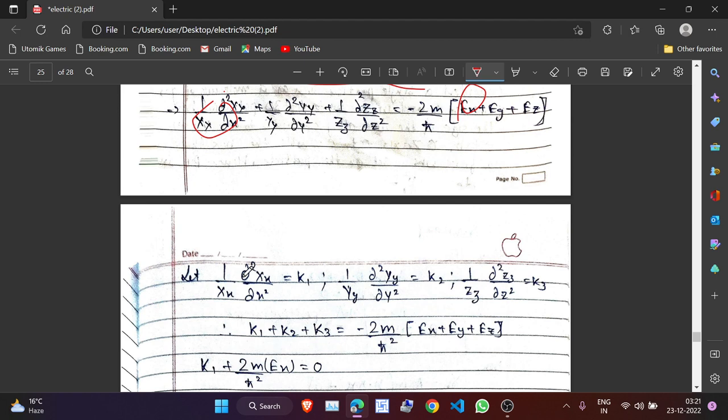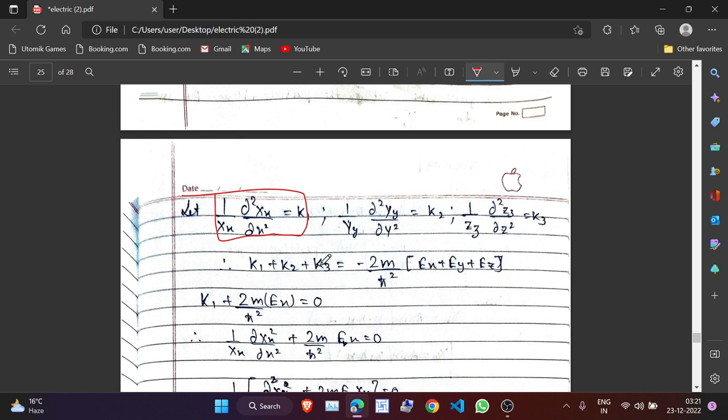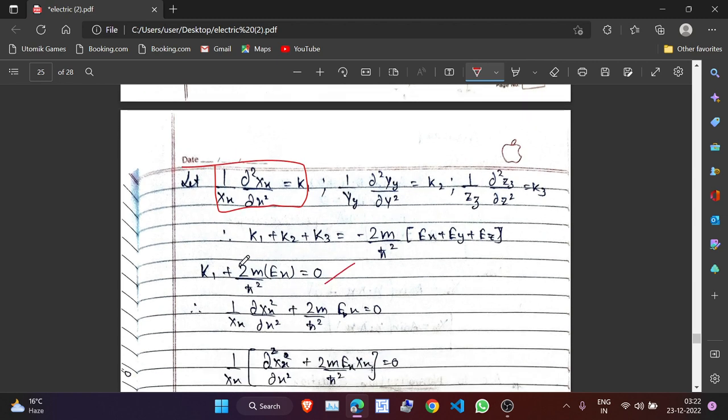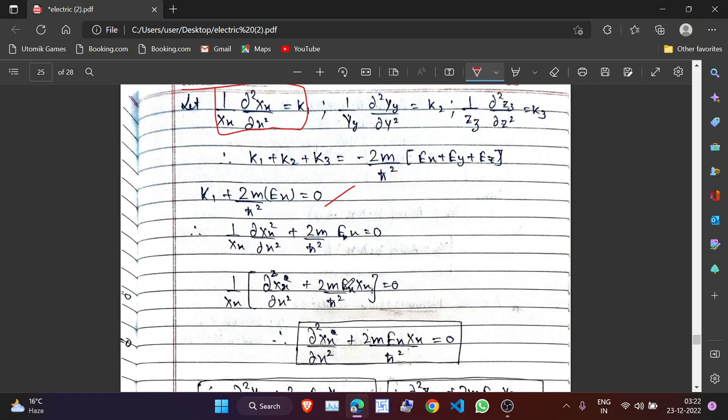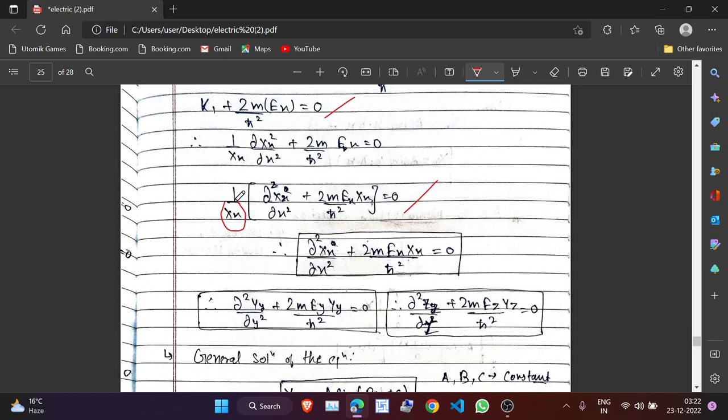So let's suppose 1 upon x bar, this single term belongs to k1, and k1 belongs to e1. So k1 is equal to ex minus 2m upon h bar square into ex. So after getting the LHS, we get this equation. After putting the value of k, and taking common 1 upon x, we get an expression like this, and x will become 0 due to cross multiplication. Then d square psi x upon dx square plus 2m ex psi x upon h bar square is equal to 0.